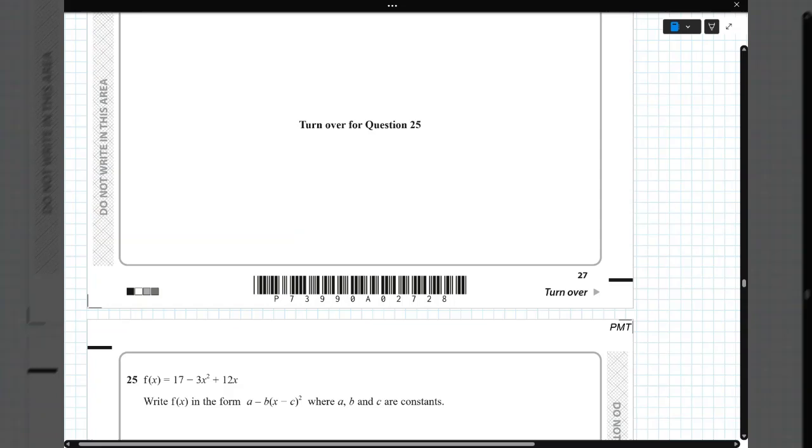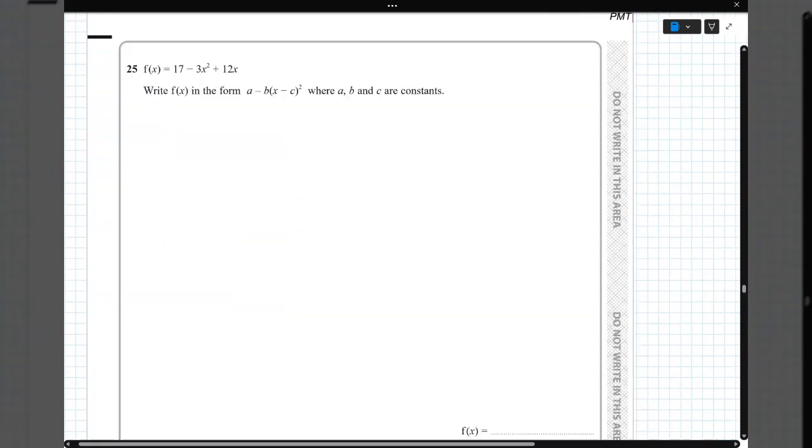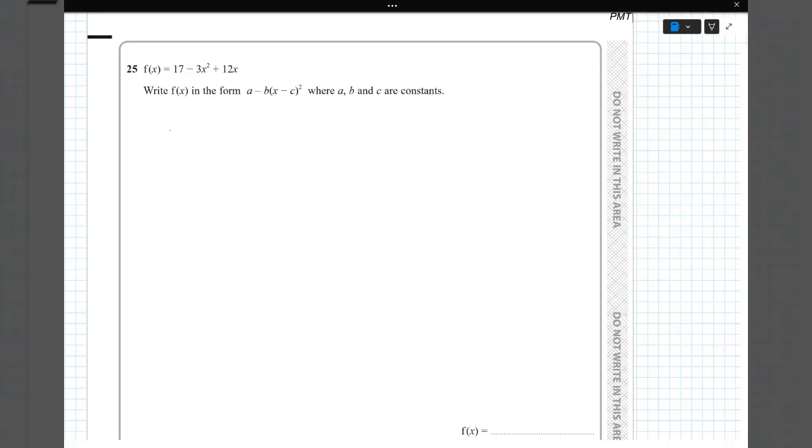Okay, last question. Question 25. I quite like complete the square because this is something that we do in the A level. So first thing I'm going to do is rewrite this as 3x squared plus 12x plus 17. Now I'm going to deal with the x squared and the x. We're going to take out a factor of -3. So that gives me x squared minus 4x. And we're just leaving that 17 alone for now.